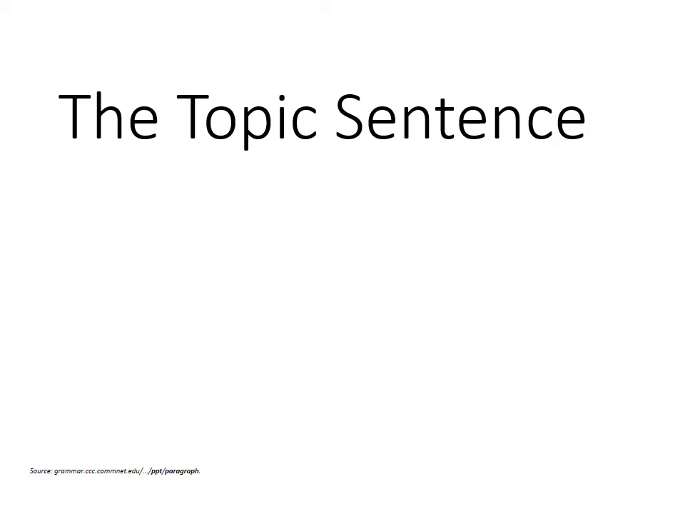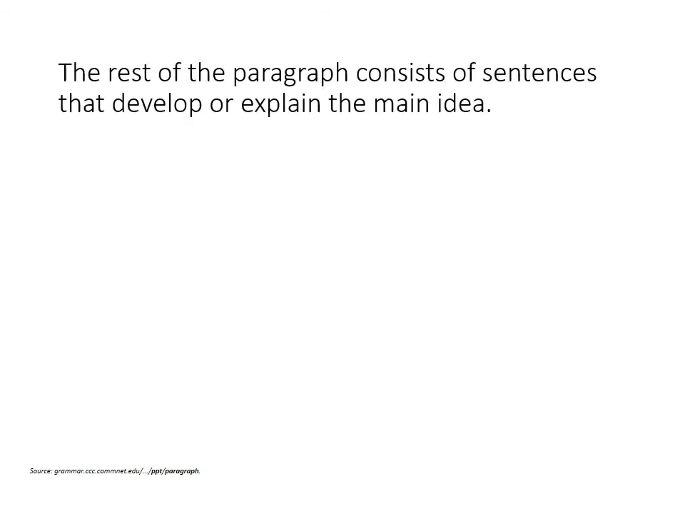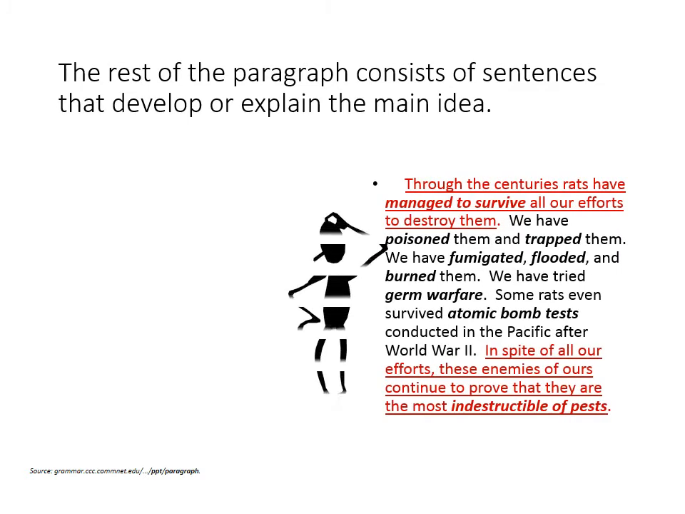All right, let's review quickly the topic sentence. You'll recall the topic sentence of a paragraph is stated in just one sentence usually. This is called the topic sentence. Now for an essay, it may be one or two, but at the paragraph level, you really want to keep your topic sentence down to one sentence. The rest of the paragraph consists of sentences that develop or explain the main idea or your topic sentence. Let's look at an example.